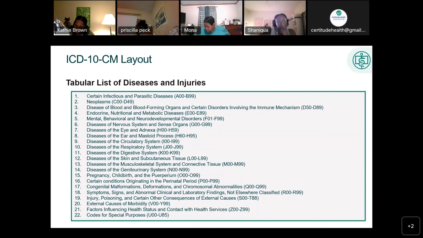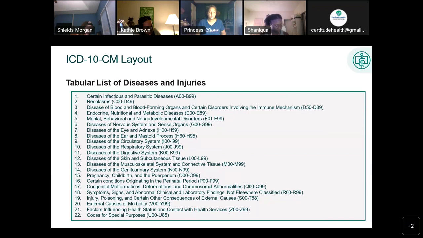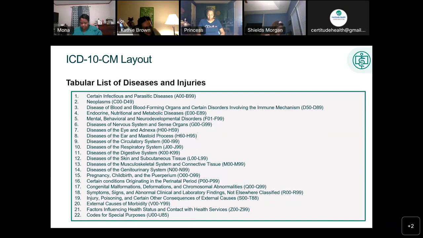Shaniqua? Yes. I just need to take my time. Yeah, that's it. And like I said, make sure you have what you need, like your glasses, your magnifying glass, your ruler, to help your eyes focus. Princess? I'm good. I'm feeling good about it. All right. Shields? I'm feeling much, much better. I'm not sure if I would have found that one in the alpha section. Okay. That makes sense.